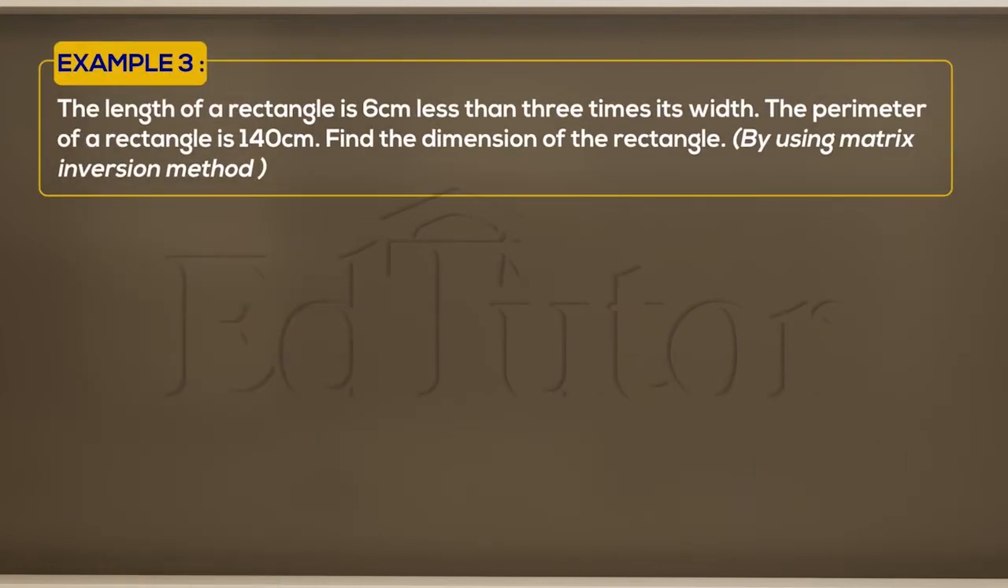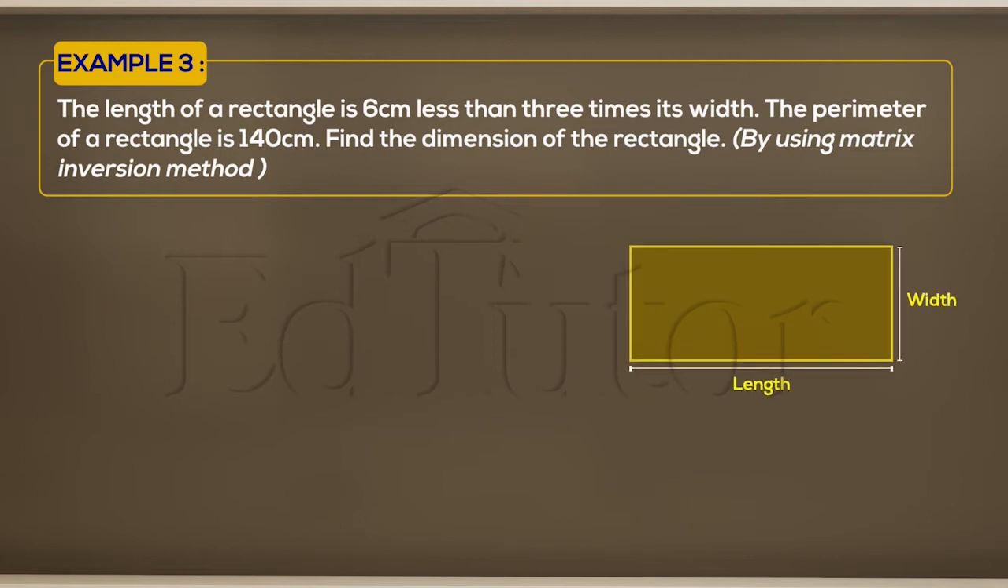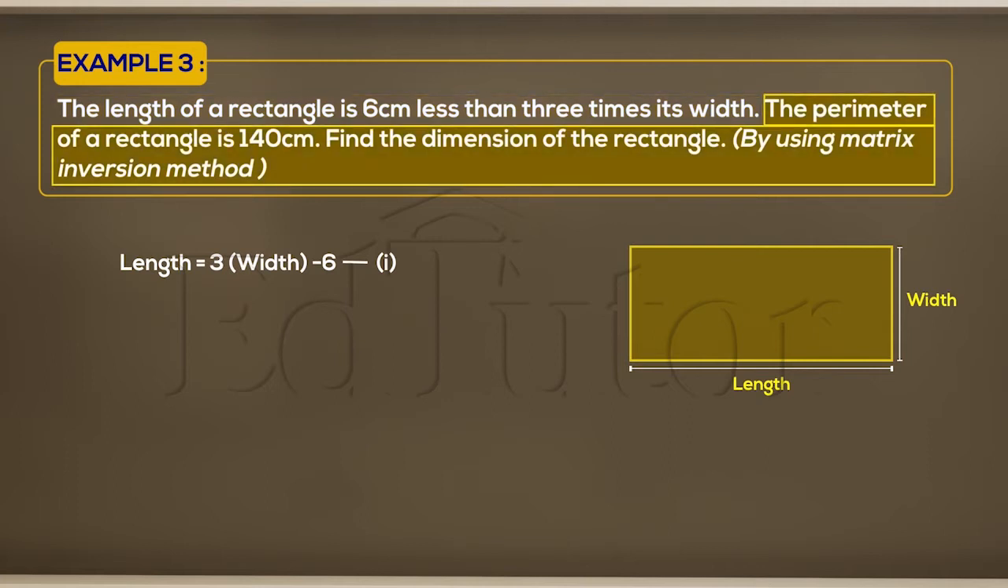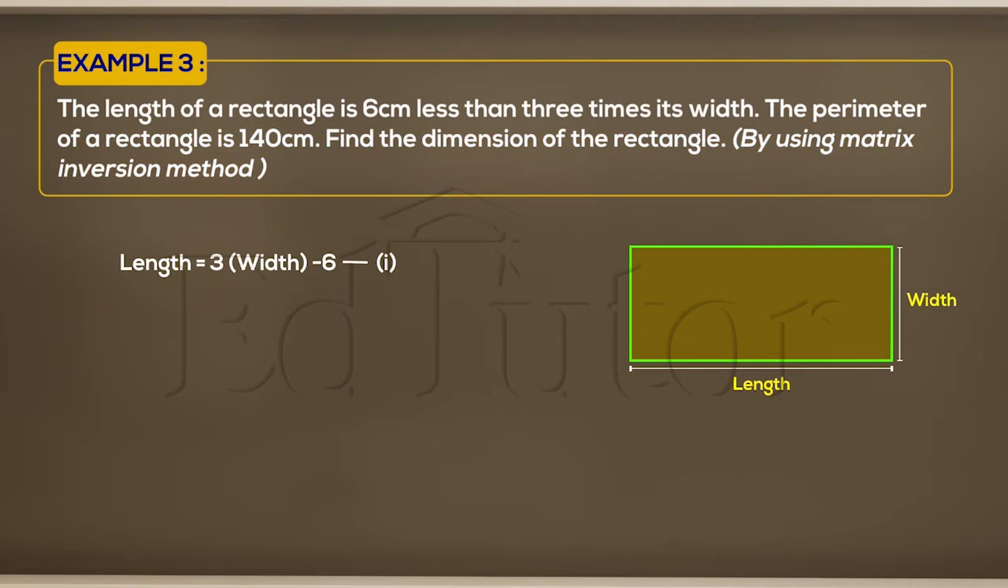To start the solution, I'll draw a rectangle of some length and width on the screen. According to the question, the length is 6 centimeters less than 3 times its width. The second condition is related to the rectangle's perimeter, which is defined as the total length around a closed figure. Follow me as I highlight it for you.